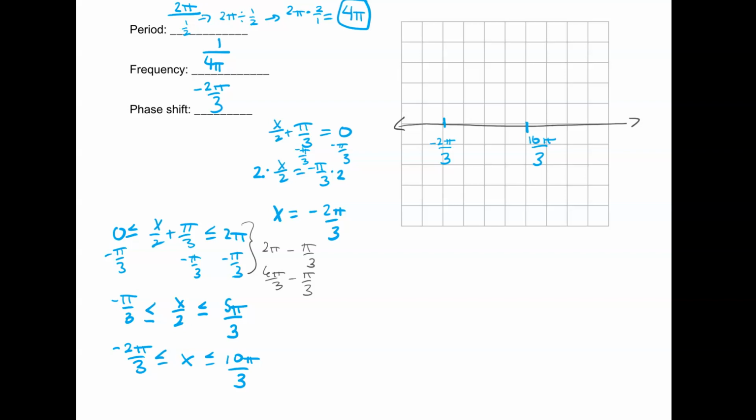Okay, so now that I have the beginning and end, I need to figure out my other axes labels. I don't think that's the right term. So I want halfway, I want the midpoint, right? I want halfway between negative 2 pi over 3 and 10 pi over 3. Let's see, negative 2 pi over 3 plus 10 pi over 3, that's 8 pi over 3, and half of that is 4 pi over 3. So halfway between is 4 pi over 3.